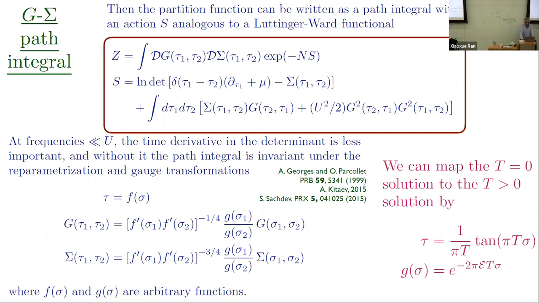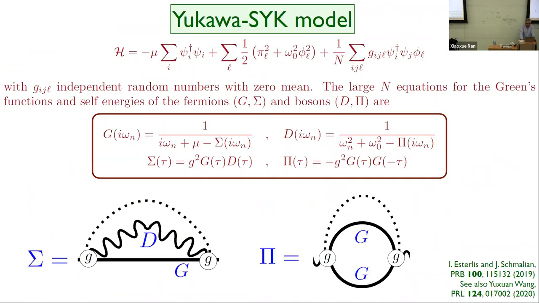But a somewhat different route has turned out to be much more productive. And that's not starting from the SYK model, but starting from what is now called the Yukawa SYK model. And this is something I think you studied here. Some of you have studied this also. So here's one realization of the Yukawa SYK model. It's very similar, except it involves both fermions and bosons. So you have a fermion psi and a boson phi.